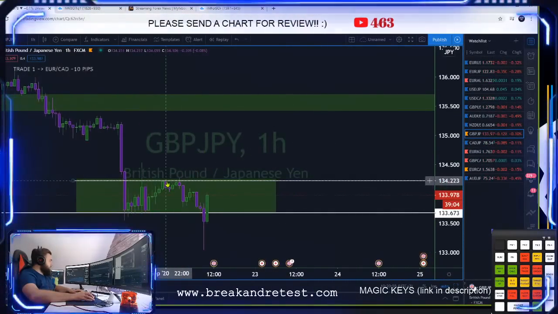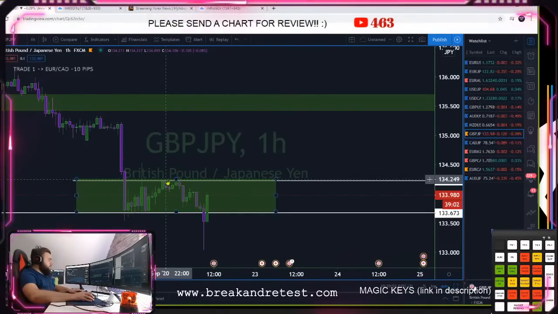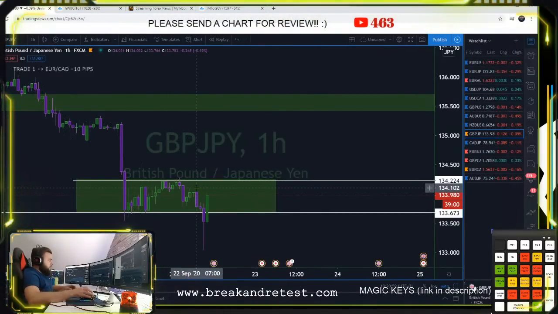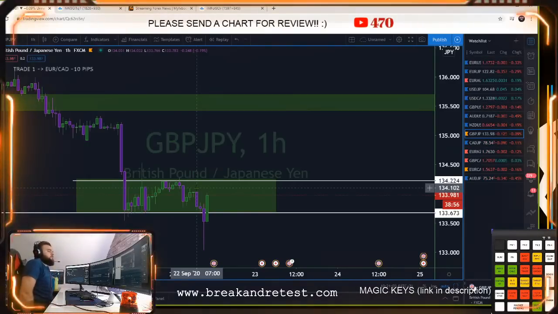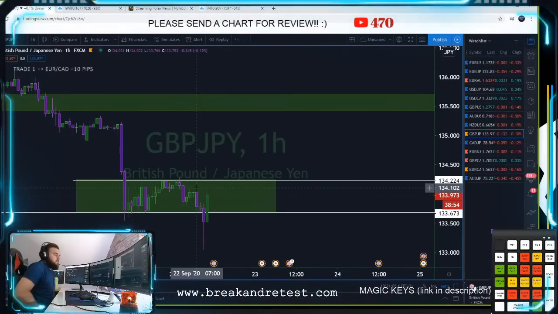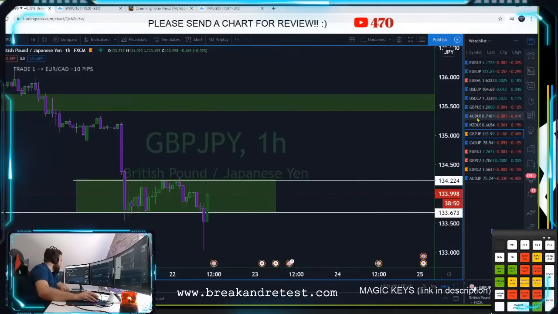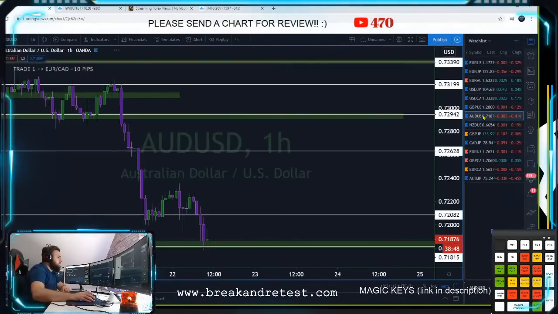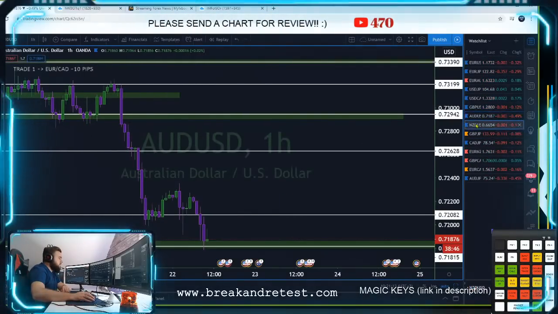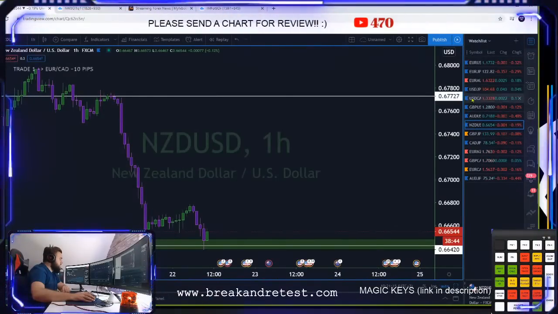We might even break this resistance here, 134.250, 200. So that can be an option too, but I don't know, to be honest. I'm just gonna wait still.